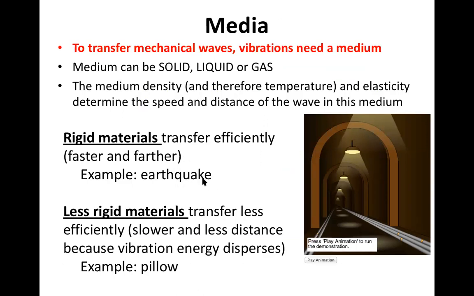So for example, with an earthquake, the energy is transferred through the rock of the earth very efficiently. So that's why you feel the effects of an earthquake very far from the fault lines. Less rigid materials transfer waves less efficiently. So those waves move slower and less distance. If you were making your bed and you hit your pillow, you could create a wave, but very quickly it would dissipate. So there was a little, like a little simulation here.